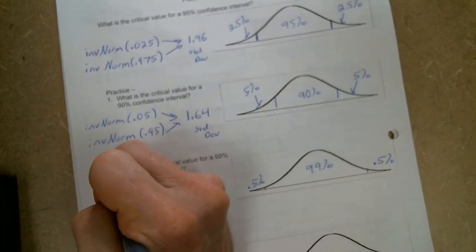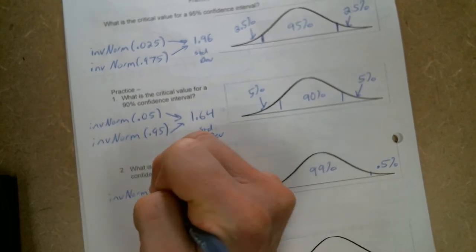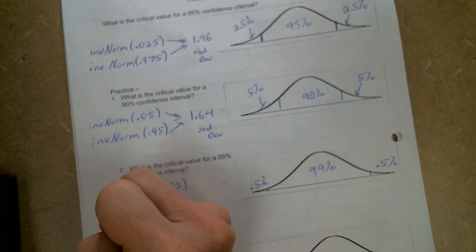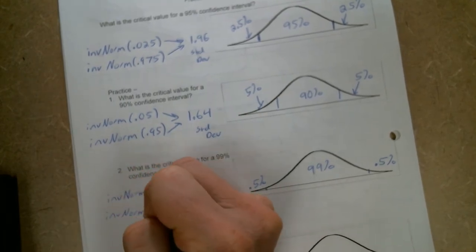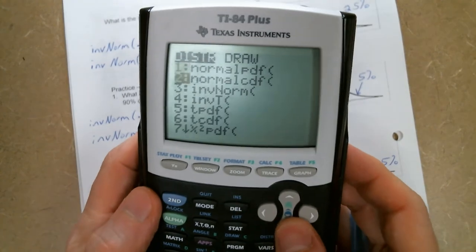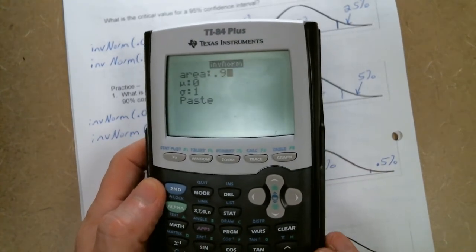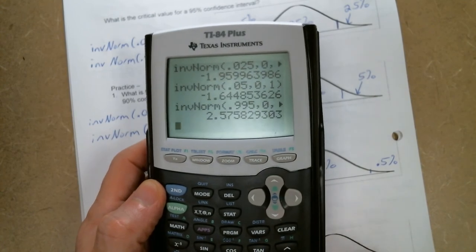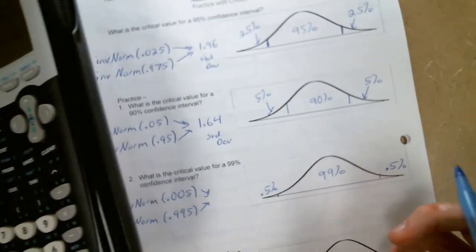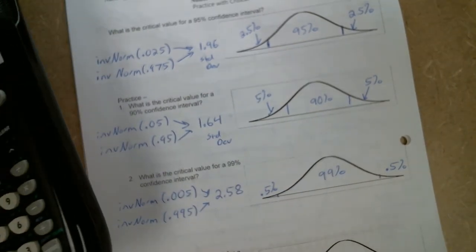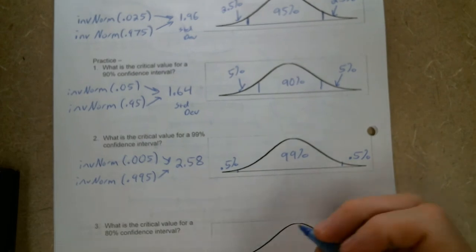So I can either put in inverse norm of 0.005, or I can put in inverse norm of 0.995. Those will give me the same absolute value. And again, it's just 0.995, 2.58 if we round that up. So 2.58. And then last but not least here, the 80% confidence interval.